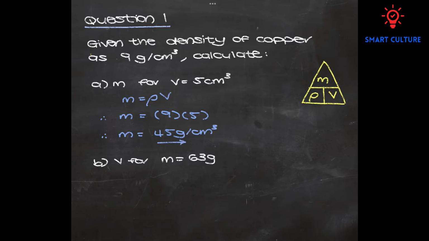For B, we need to work out volume. So volume is equal to mass over density, if we look at our triangle. So volume is equal to mass over density. If we sub in our values, volume is going to equal 63 over 9. And therefore our final answer is 7 grams per centimeter cubed.